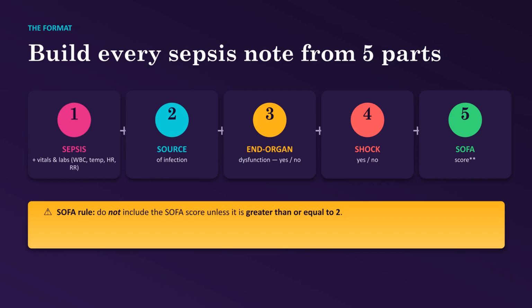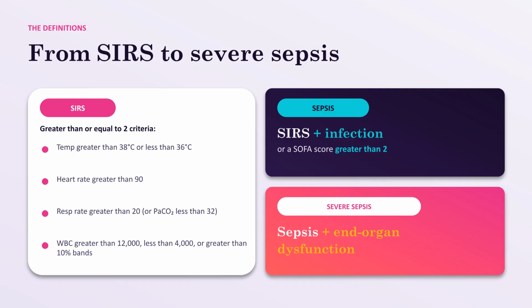source of infection, end organ dysfunction, shock, and the SOFA score. Note that you should only include the SOFA score if it is greater than or equal to 2. Understanding definitions is key. SIRS requires at least 2 of the following: abnormal temperature, heart rate, respiratory rate, or white blood cell count. Sepsis is SIRS plus infection, or a SOFA score greater than 2. Severe sepsis is sepsis with associated end organ dysfunction.